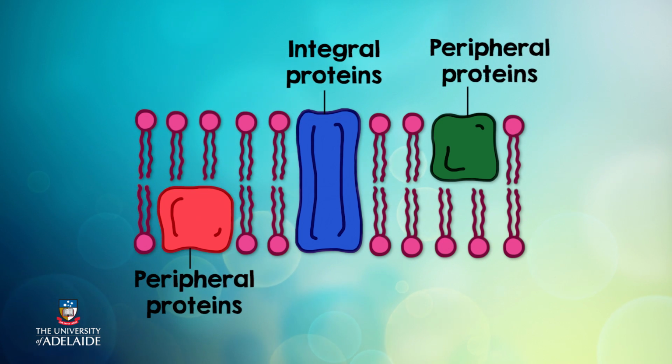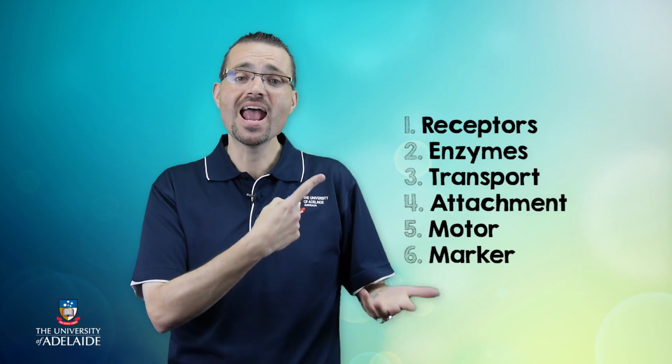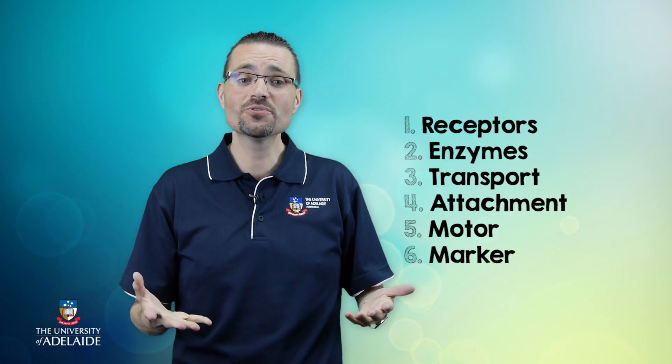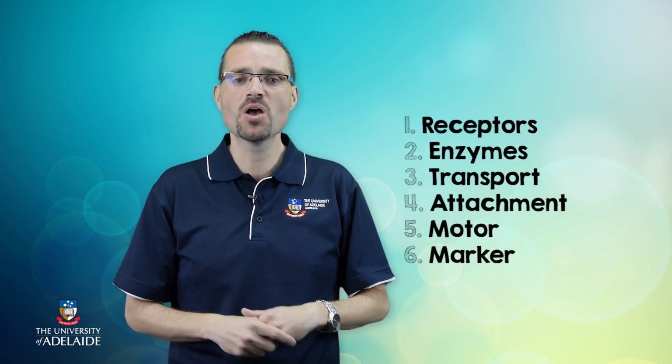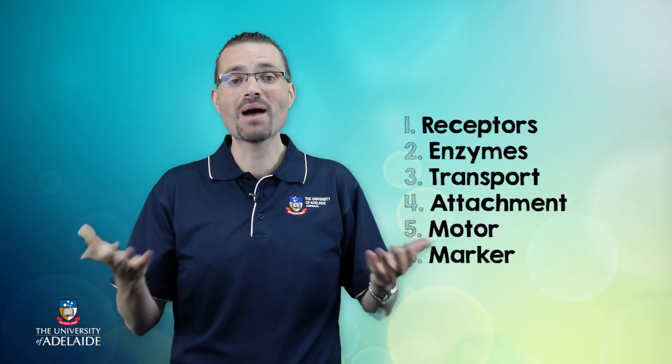Peripheral proteins are small proteins found on either the inner or the outer surface of the plasma membrane. Peripheral proteins are only loosely associated with the heads of the phospholipid molecules, so they can be easily removed from the plasma membrane. There are many different types of plasma membrane proteins, and each protein has its own different function. Plasma membrane proteins can be receptors, enzymes, transport molecules, attachment proteins, motor molecules, or marker molecules.